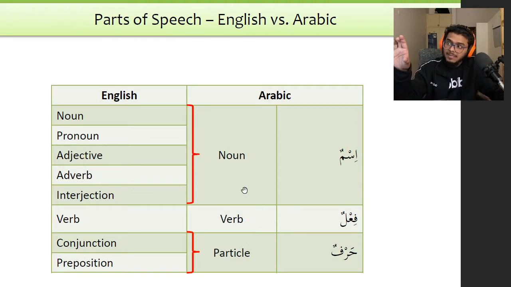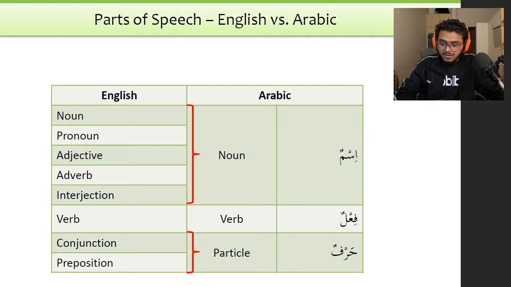What we are trying to see in these lectures, in detail, is the noun, the ism. We will go later to the fi'l, which is the verb, and to harf, which is the particle. For example, fi, the preposition fi, right? Preposition or conjunction, these are referred to as particles, which is harf. Ism wa fi'l wa harf. But for now, let's consider ism.